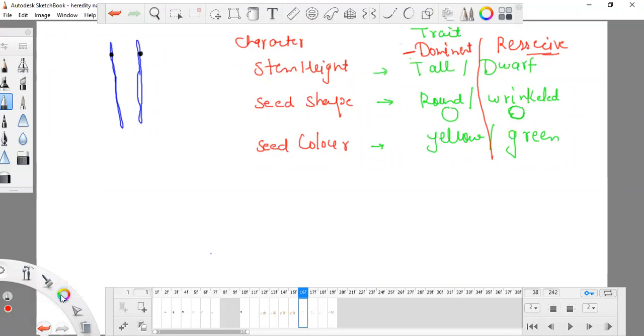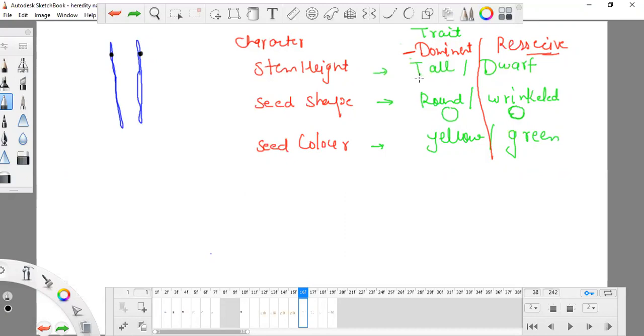Now suppose this is our chromosome, and in this chromosome there is a character, and this particular location represents the gene of height. So this is the gene of height in P, and suppose both of the genes are of tallness. When we are having 2 things, that is dominant and recessive, you cannot write tall and dwarf every time, because it is very time consuming.